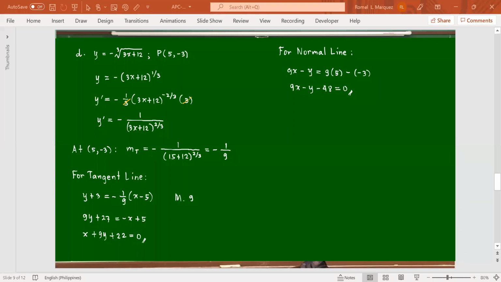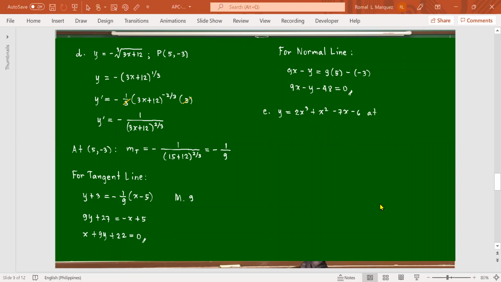Find the general equations of the tangent and normal lines to the curve y equals 2x cubed plus x squared minus 7x minus 6. Letter E. Y equals 2x cubed plus x squared minus 7x minus 6.